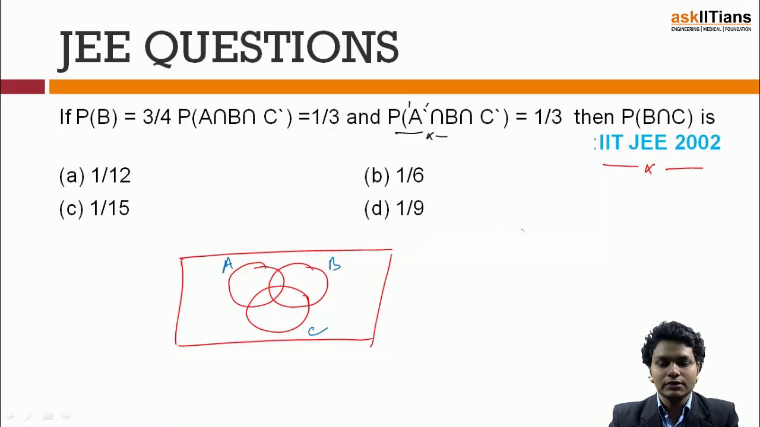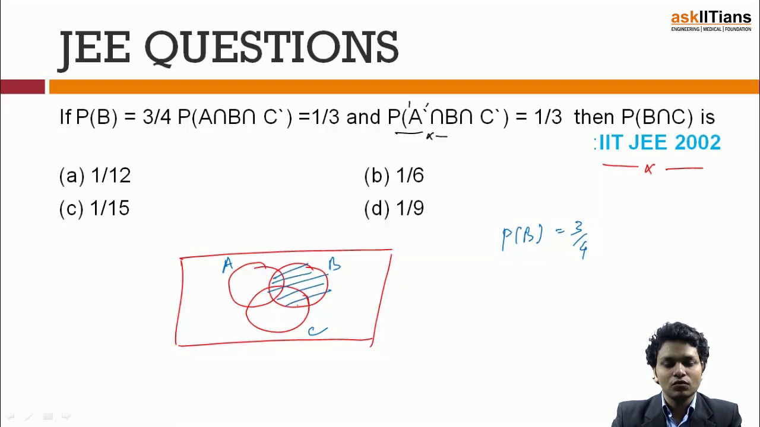The very first thing is the probability of B. So the probability of B is nothing but 3/4. But what I'm seeing here is that the total probability of B will include everything which I have shaded in single strokes. Now the second thing is the probability of A intersection B intersection C dash, which means I am interested in the probability of A intersection B, which is this part.